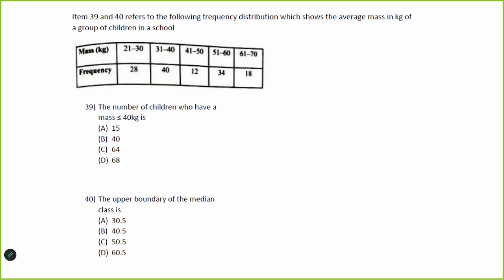The number of children who has a mass of less than or equal to 40. Right? Less than or equal to 40 would be 28, and 4, 5, 6 is 68. The upper class boundary of your median, you need to find where your median is. Do we know the total here? No, we do not. I believe it's 150, but we're going to add it up.